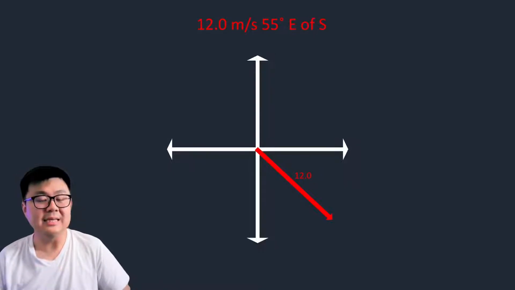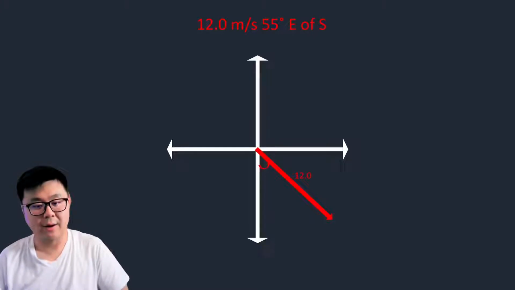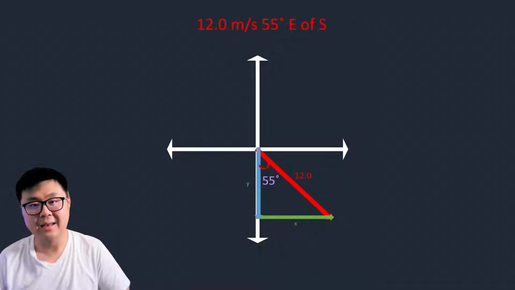And now we're going east of south, meaning we're starting south, and then we're going towards the east. So our arrow should be here, and our angle of 55 degrees can be labeled right there. And now we can finish the triangle by drawing the y and x components.